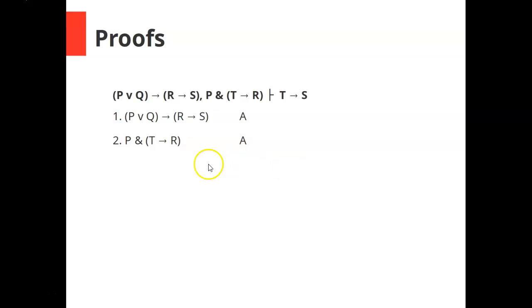The first thing we probably want to do is we have a conjunction here. It's a good bet that we're going to have to split them up with the rule of simplification. So on line 3 we can get P. On line 4 we can get if T then R. Both of those by the rule of simplification from line 2. But now look what we can do with line 1 and 3. 1 is if P or Q, then if R, then S.